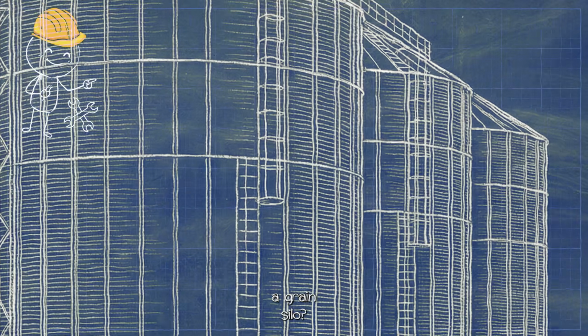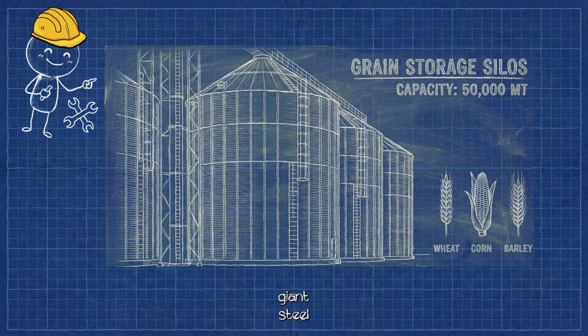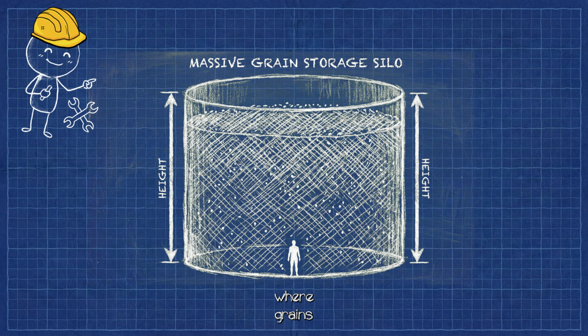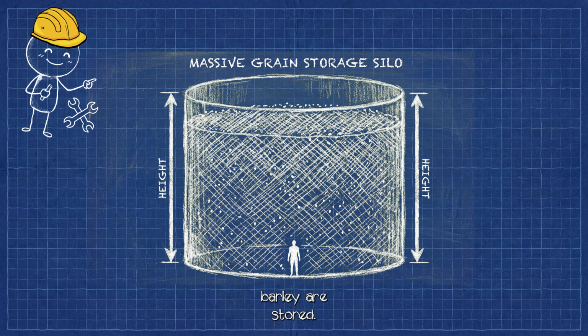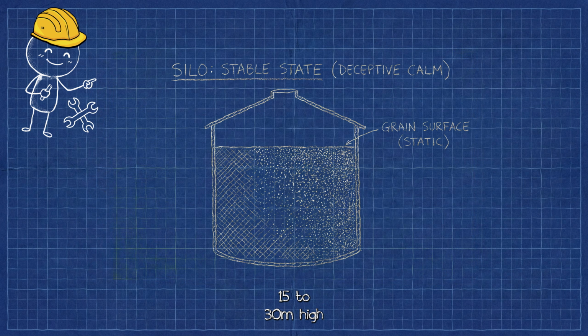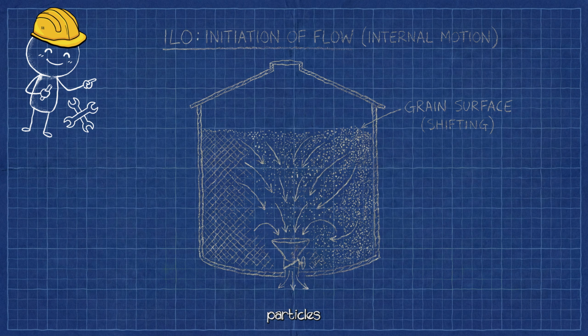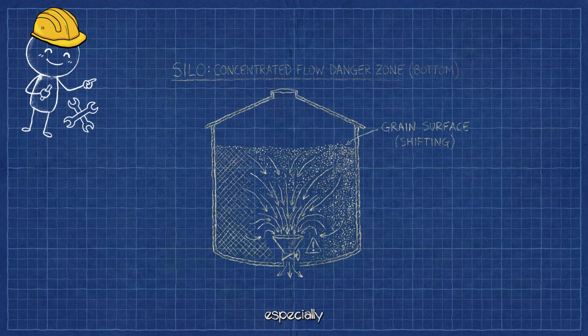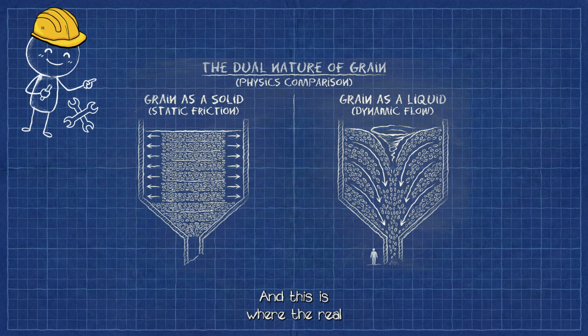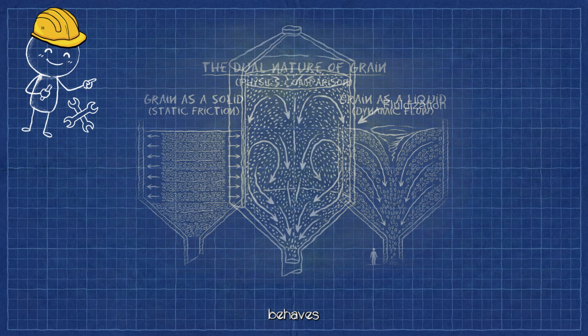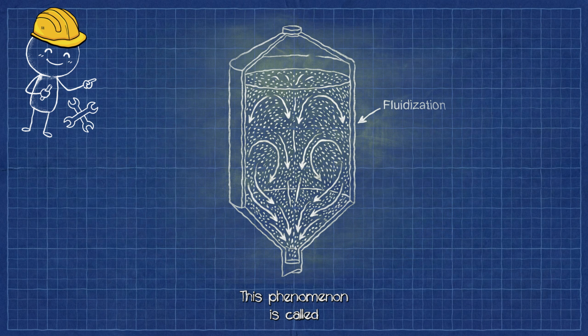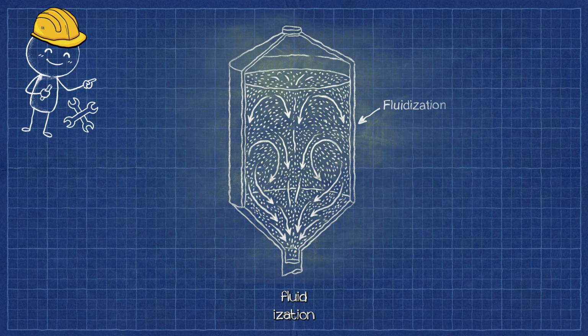Section 1. What is a grain silo? A grain silo is a giant steel or concrete structure where grains like wheat, corn, and barley are stored. Most are 15 to 30 meters high and hold thousands of tons of grain. What you see inside looks like a stationary pile of grain, but in reality, the grain particles are constantly in motion, especially when the silo is being emptied. And this is where the real danger begins. Because grain, though it appears to be a solid substance, behaves like a liquid under certain conditions. This phenomenon is called fluidization in science.